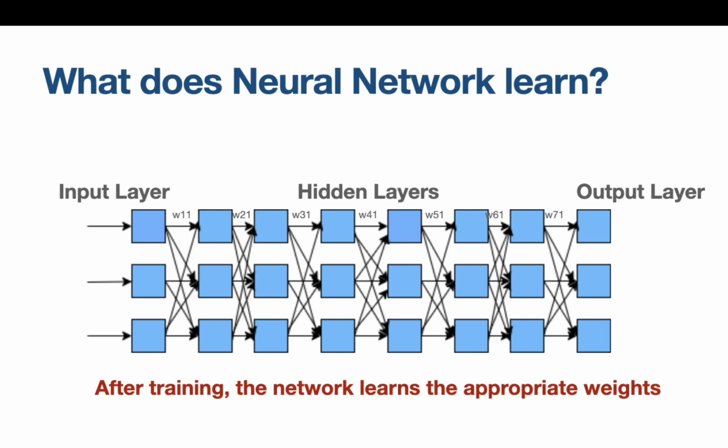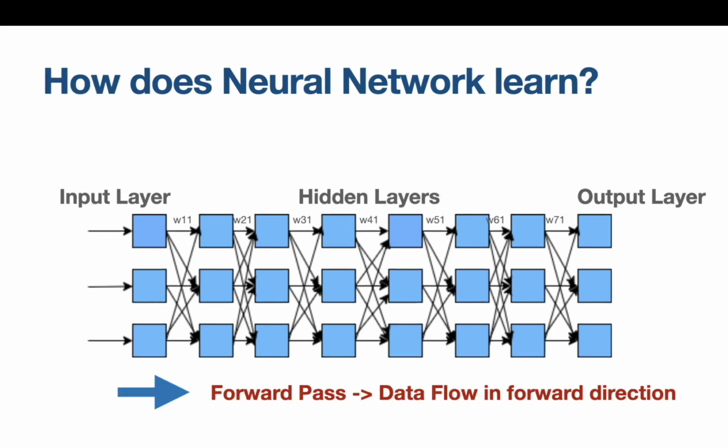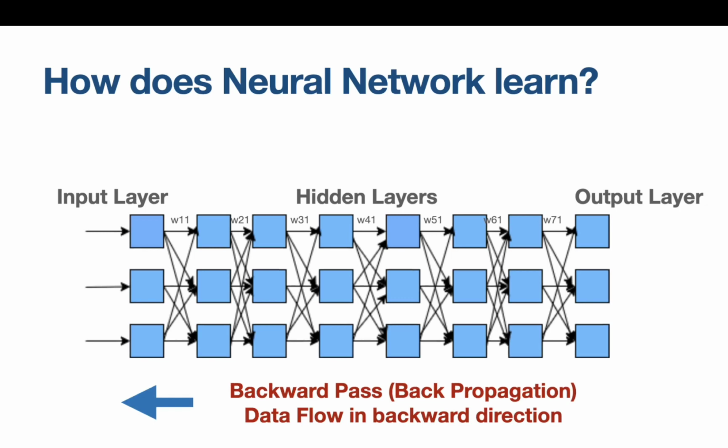Now, how does a deep learning network learn? There are two phases. The first is called the forward pass, wherein the data flows from the input layer to the output layer in the forward direction. The second phase is known as the backward pass, wherein the data flows in the backward direction, in the reverse direction. As a result of these two phases, the weights get updated.